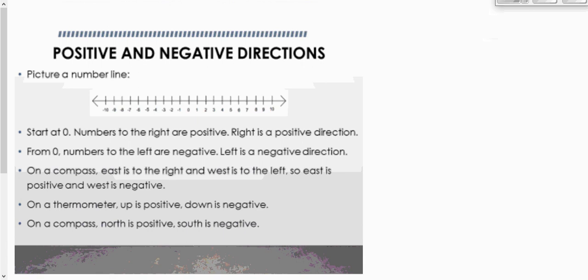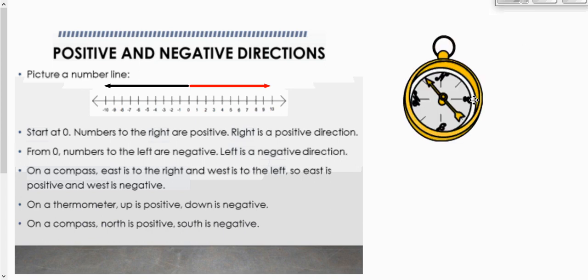We can get the idea of positive and negative numbers even from our understanding of a number line. Picture a number line with 0 in the middle, and then we're numbering from 1 to 10 as we move towards the right. These are all positive numbers, and any direction moving towards the right is considered to be a positive direction. Likewise, as we move towards the left, these are negative numbers, and moving towards the left is considered a negative direction.